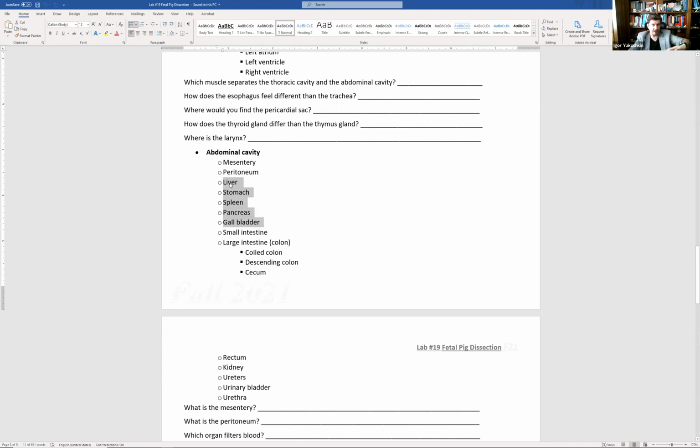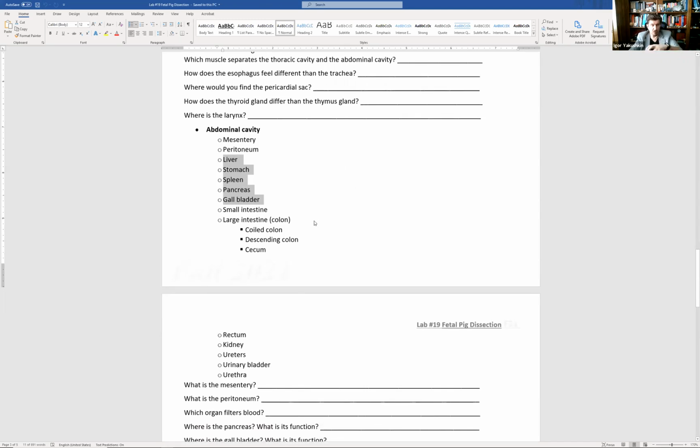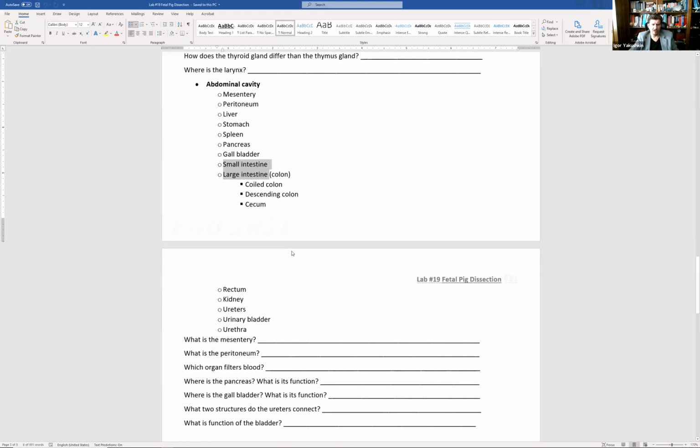If you lift up the liver, you will see the greenish bulb, which is a gallbladder, storing the bile, of course. Small intestine versus large intestine, you should be able to recognize those. Don't really have to worry about the descending or cecum part.